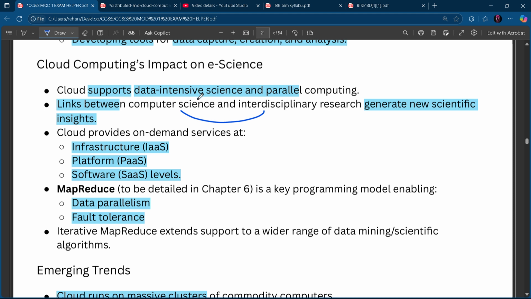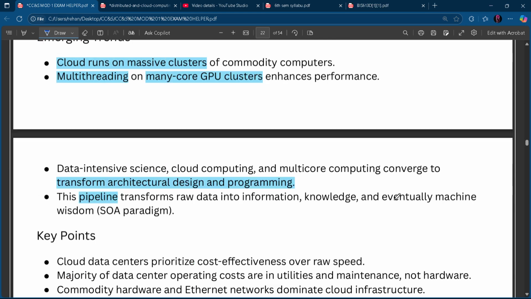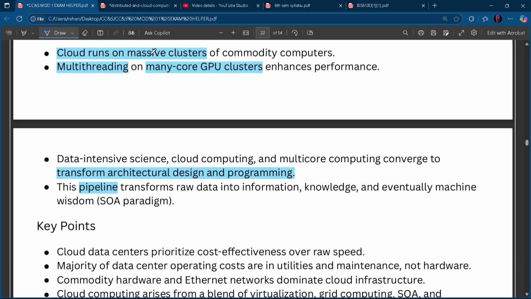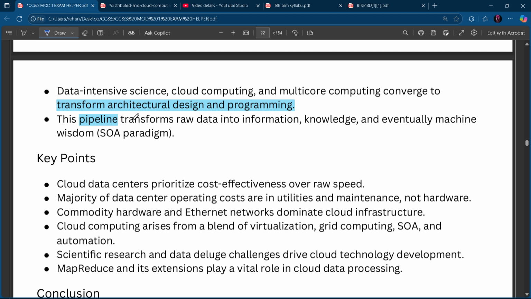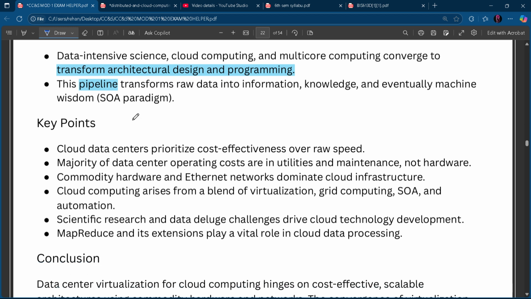Two things it does. It links computer science and interdisciplinary fields, and it generates new scientific insights. It provides on-demand services: infrastructure as a service, platform as a service, and software as a service. Infrastructure, platform, software. MapReduce, which we'll study in the sixth module, helps in data parallelism and fault tolerance. What are the programming models? That's it. Then emerging trends: they run on massive clusters, multi-threading, many-core GPU clusters. They transform architecture design and programming, and introduce pipelining.